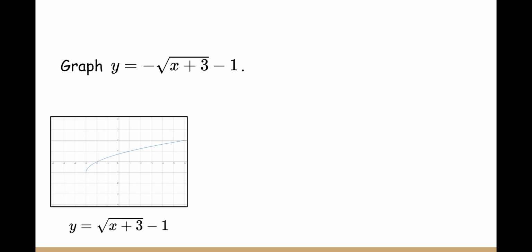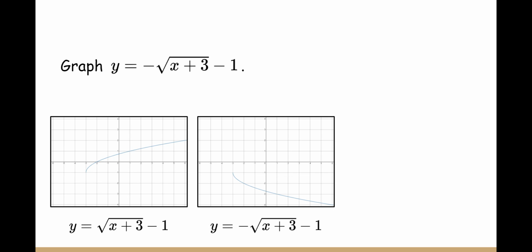So this is the graph from the last slide. And then the final step would be to add the negative sign on the outside of the radical, in which we get the graph we want for y is equal to negative square root of x plus 3 minus 1.